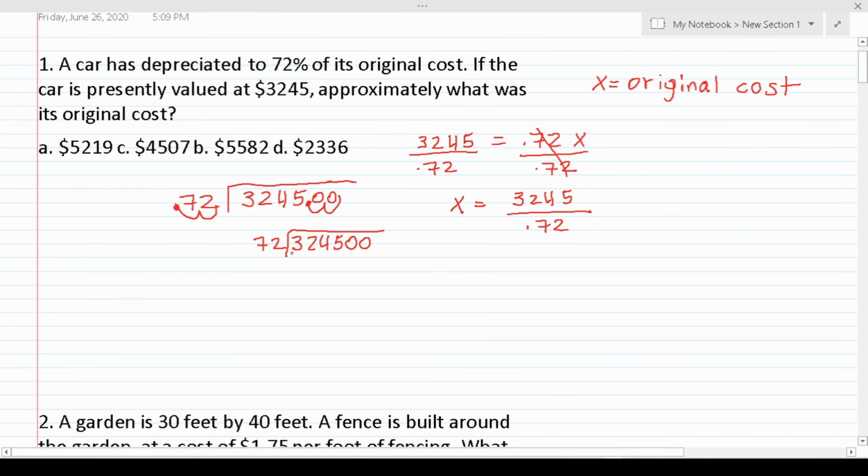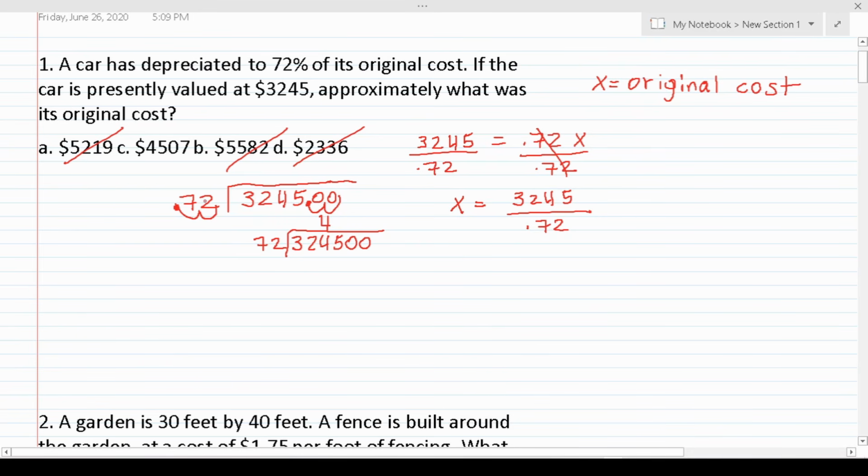Now we're asking ourselves, how many times does 72 go into 3 without going over? It doesn't. How many times does 72 go into 32? It doesn't. How many times does 72 go into 324? Well, if you think about 72 as just 70, 70 times 4 would be 280, whereas 70 times 5 would be 350. So in light of that, I know that this is going to be 4. And if you take a look at our answer choices, this starts with 5, this starts with 5, and this is 2. I already know what the answer to this problem is without doing too much more work.